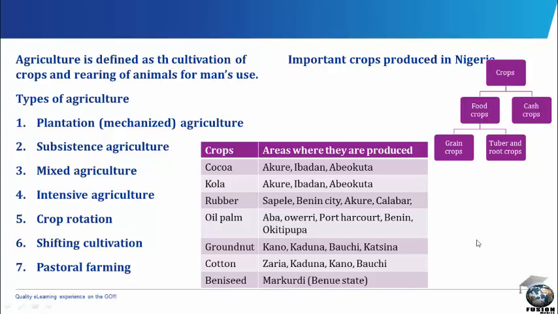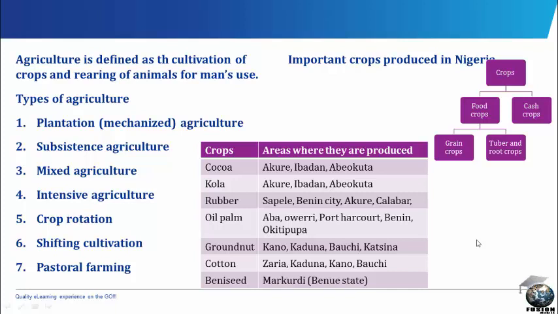6. Shifting cultivation. It involves the movement of the farmer and his family from one piece of land to another when the land is no more fertile. Simple farm tools and family labor are employed. Forest resources are also destroyed here.